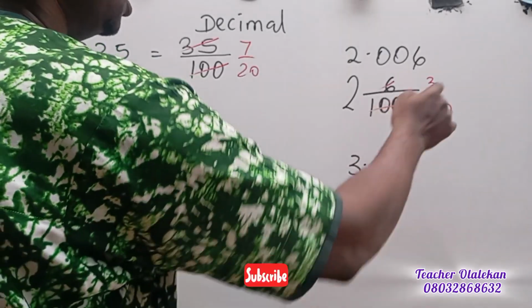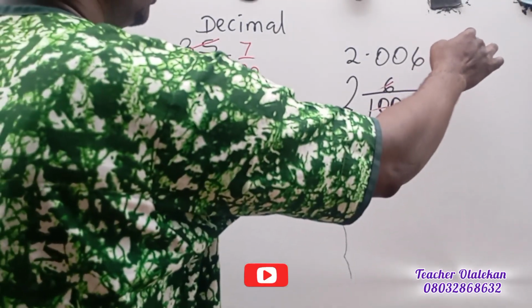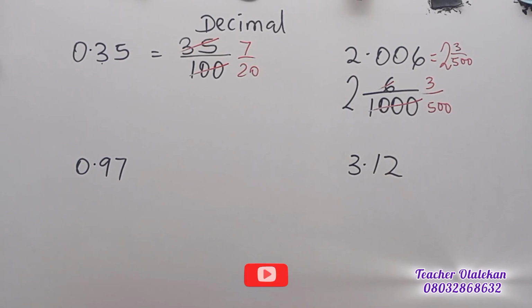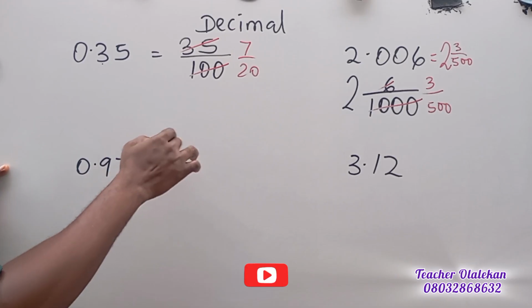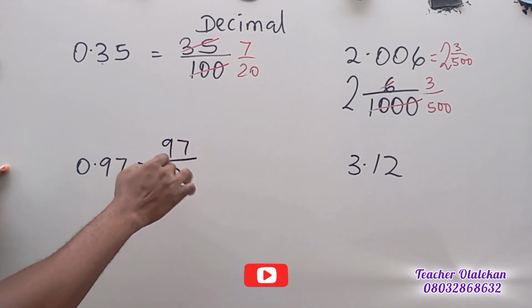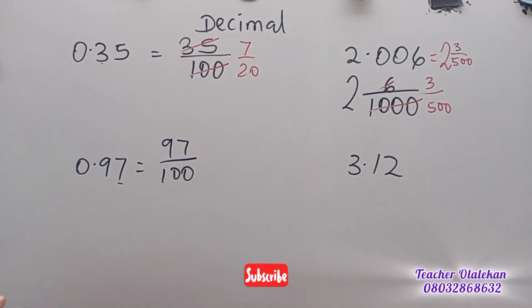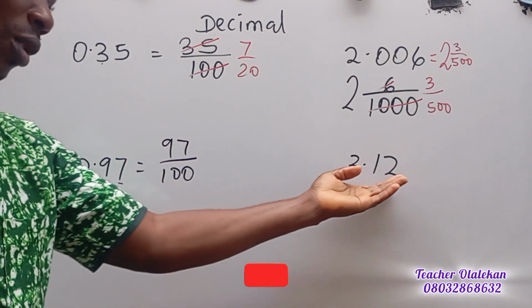Yes, 500. So that means the final answer here would be 2 whole number 3 over 500. So that is that. And the next one we have here is the same thing. So just count it. That is 97 over 100, since the highest is 100. So you can use the same knowledge like I did for this one.